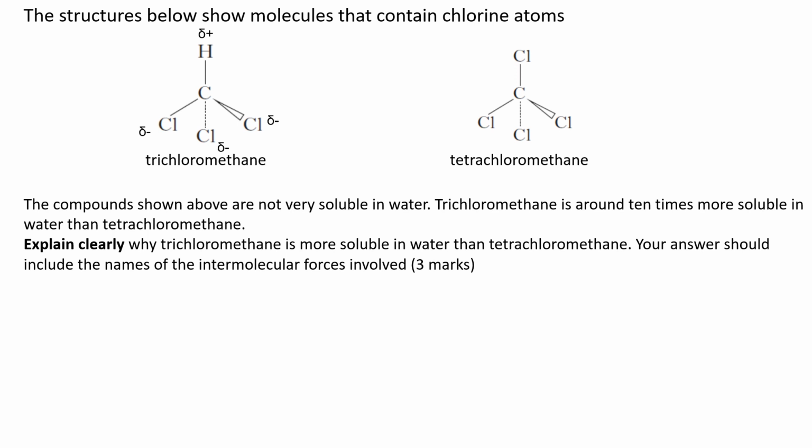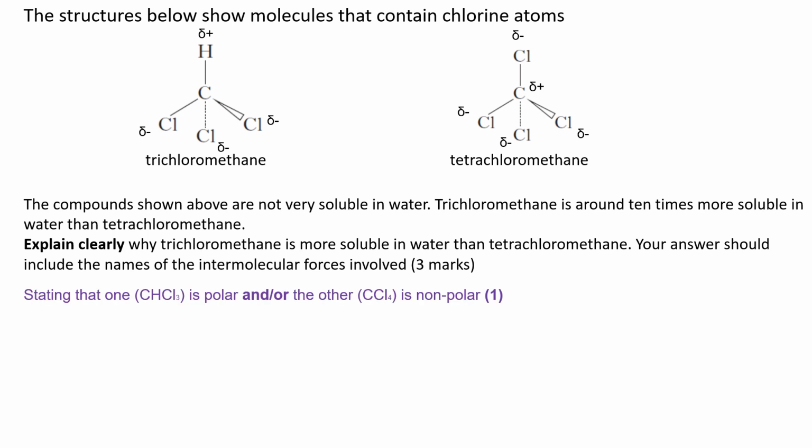If we do this for trichloromethane, you can see we've got a permanent dipole here. So this is a polar molecule. If we look at tetrachloromethane, this is a symmetrical molecule, so it will be nonpolar. So the first mark is for stating that trichloromethane is polar and tetrachloromethane is nonpolar.